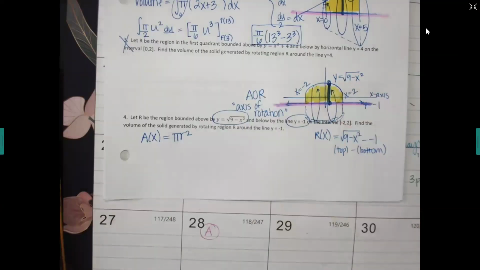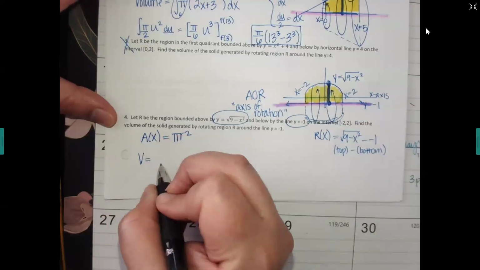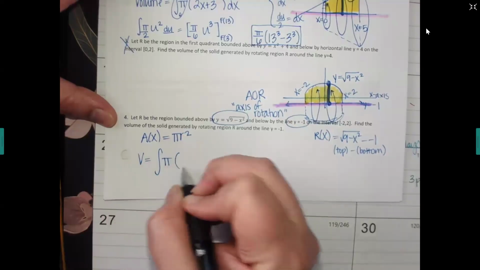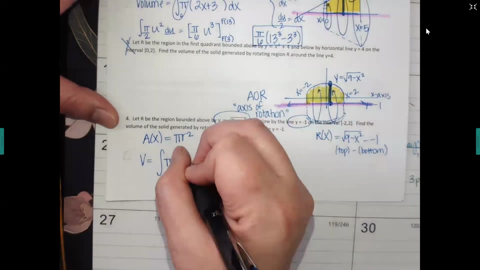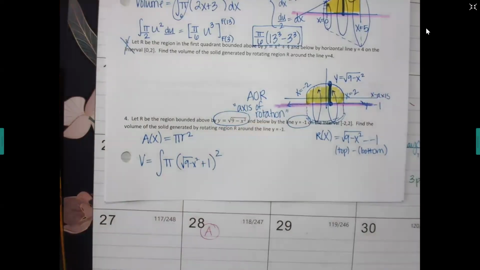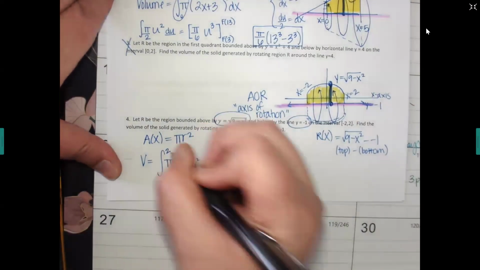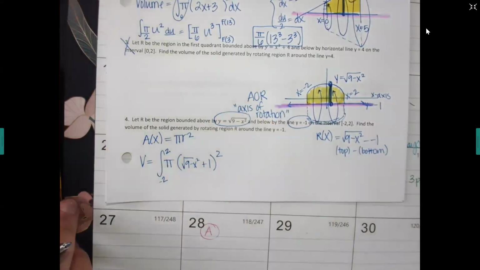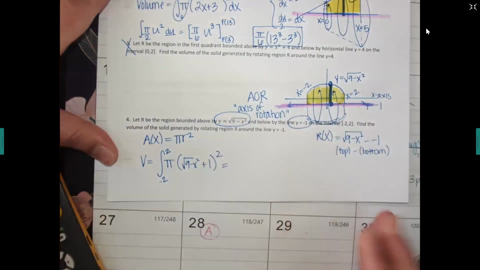All right, from there, let's put it into our integral. So it's going to be volume equals pi r squared, where my r is going to be 9 minus x squared plus 1. Okay, notice a plus for this minus. Then what are our endpoints? -2 to 2. Okay, so let's put it in the calculator to get the answer, because this one would take forever to do by hand.